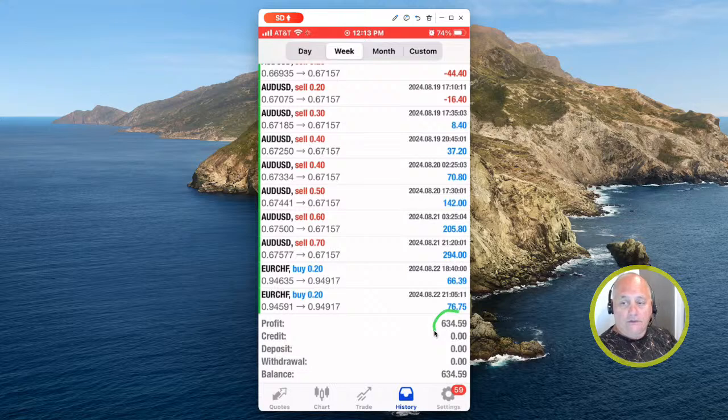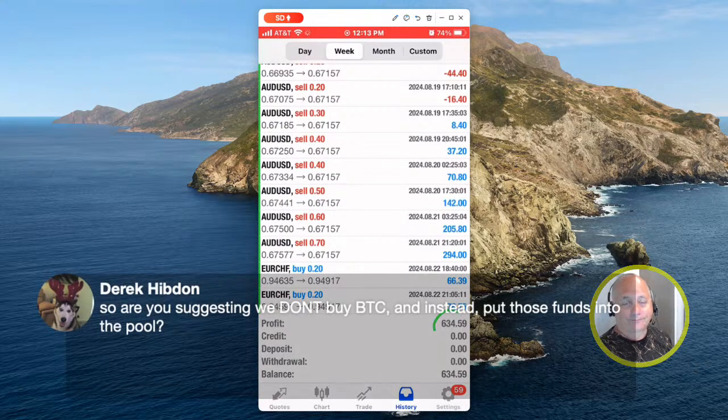Derek says, so are you suggesting we don't buy BTC and instead, actually, I'm going to put this up there, and instead put those funds in the pool? Here's the thing. I would probably answer that more comfortably private, Derek, than I would out publicly like this. But I would say, yes, I'm suggesting you don't put yourself on the radar of buying Bitcoin. If that's your only option, great. But it's not your only option, especially with my system. And I'm not just saying this to Derek, I'm saying this to the entire world. It's not your only option. I'll put it this way, very subtly.